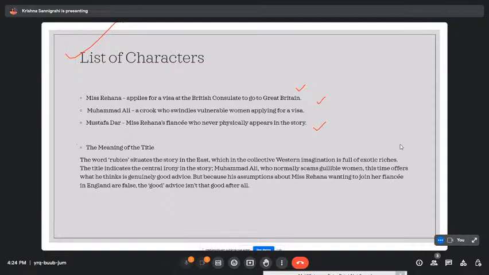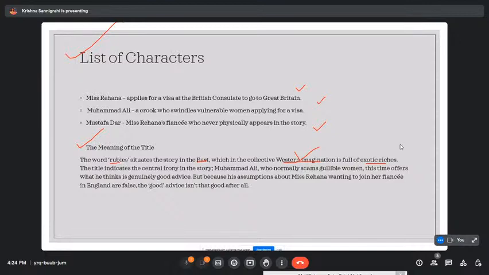So the meaning of the title. The word rubies situates the story in the East, which is, in the collective Western imagination, full of exotic riches. So as per the Western imagination, we think the East to be full of what? Of exotic riches, of pearls, of emeralds, of gold. This is what they imagine.